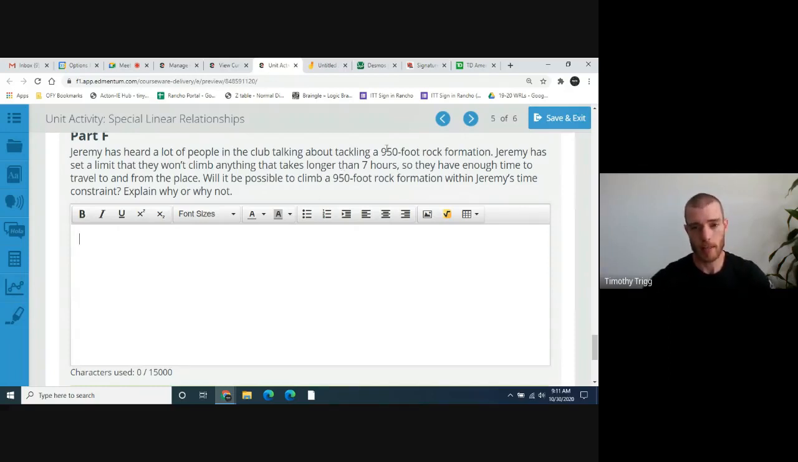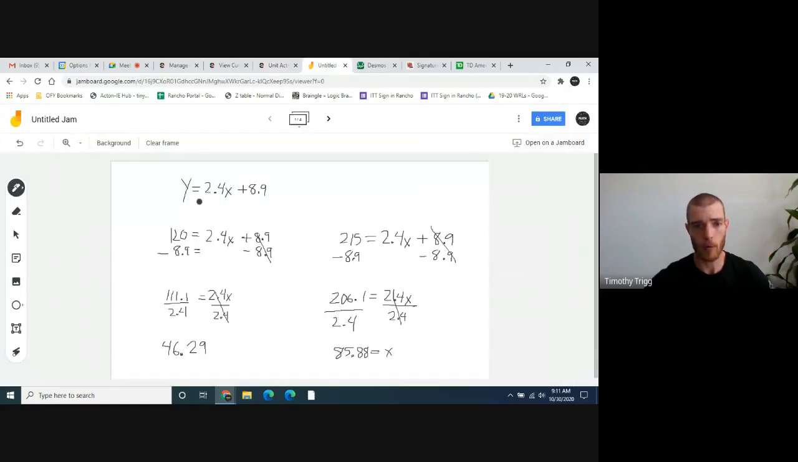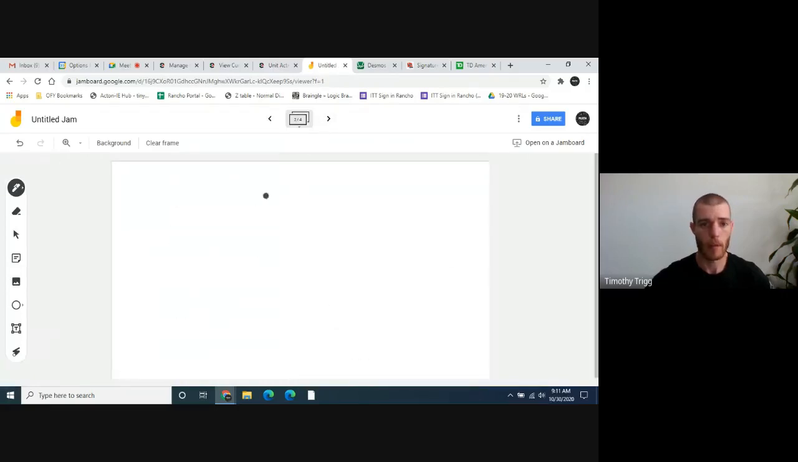So in this case, they're talking about the height being 950. So I'm going to use that same equation I had from before, this one, except now I'm going to replace the x with 950. Okay, so y equals 2.4x plus 8.9. And I'm going to replace the x with 950. And we're going to try to figure out how much time that'll take.